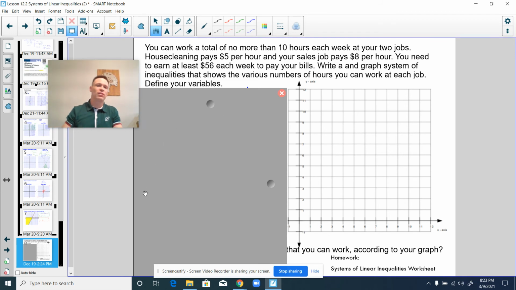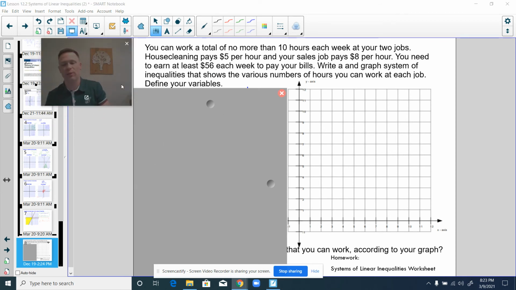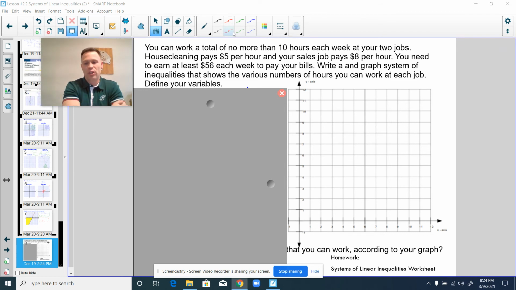All right, so back to the beginning problem that we started with. This is a contextual problem that will solve a real-world situation. And in the lesson that we had on this, we had a pretty good problem that modeled the same thing for a business, so something that you can actually use. You can work a total of no more than 10 hours each week at your two jobs. House cleaning pays $5 per hour, and your sales job pays $8 per hour. You need to earn at least $56 each week to pay your bill.